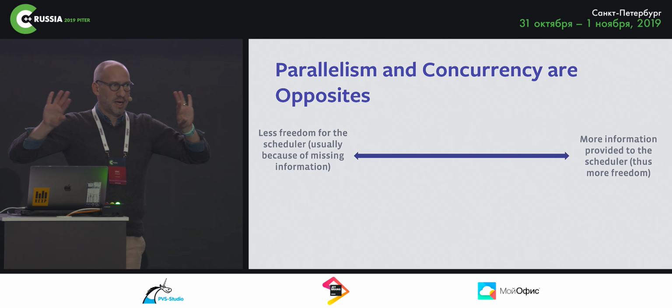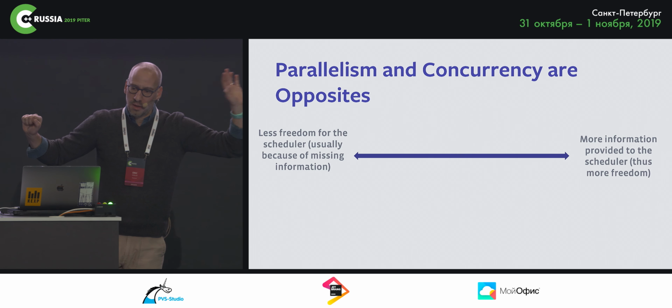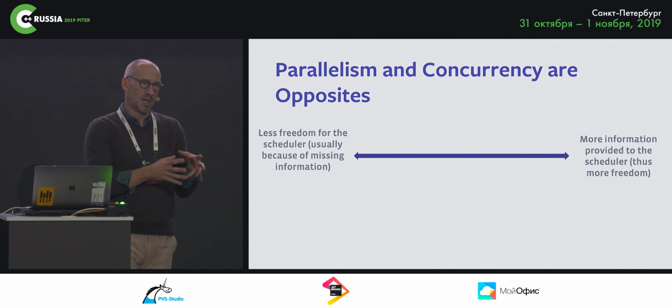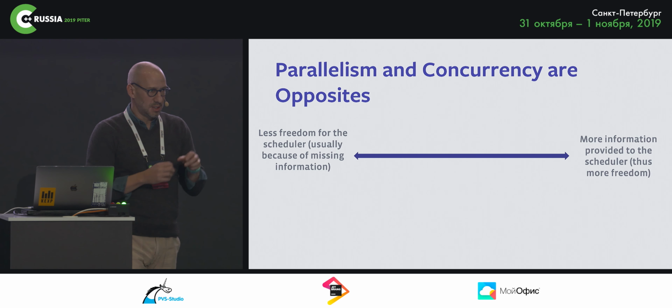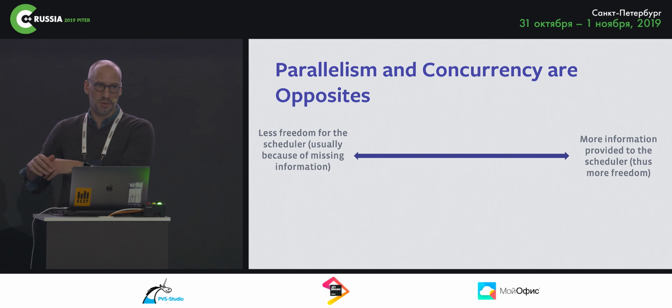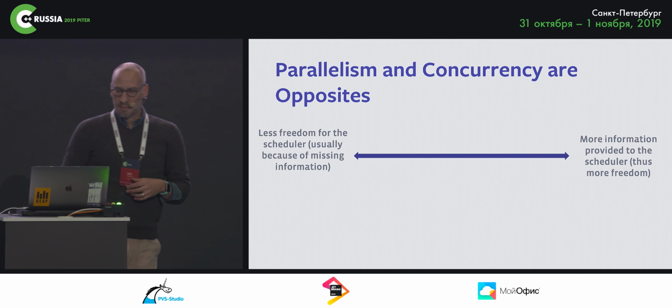Parallelism and concurrency actually live at opposite ends of the spectrum. A scheduler with concurrency has far less freedom to schedule things because it doesn't know about the inter-task dependencies. Whereas a parallelism scheduler has all kinds of freedom and power to reorder things.